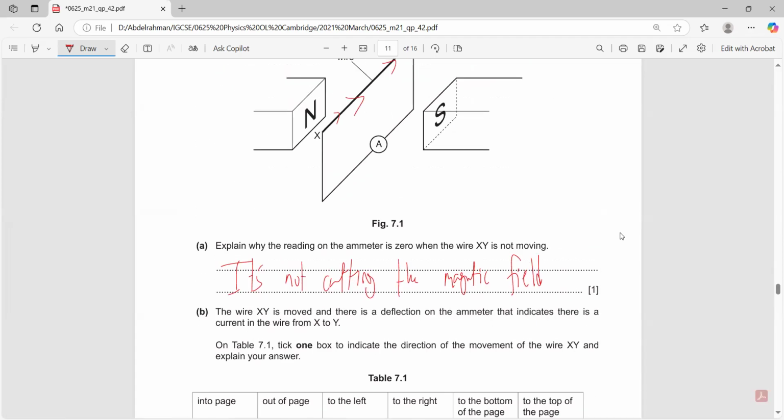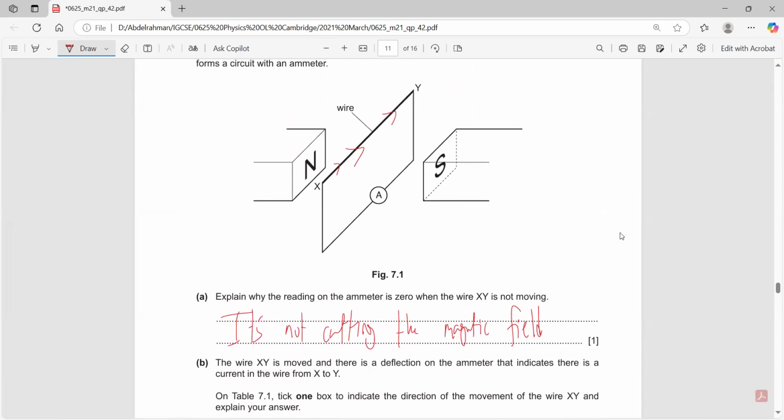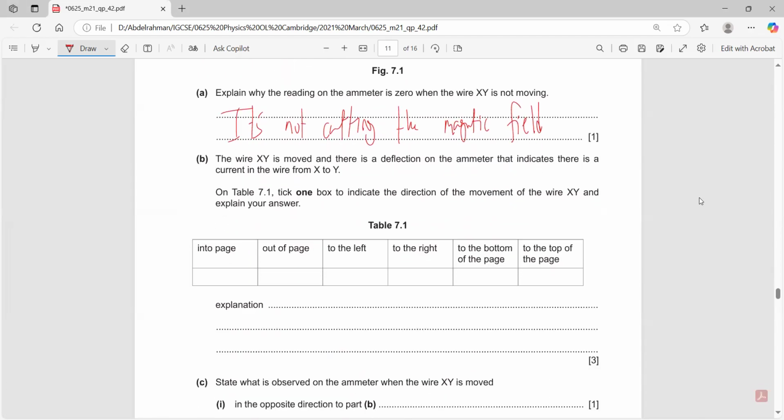The first finger, the index, is pointing from north to south, and then you know that the current is moving from X to Y, kind of into the page. The second finger, the middle finger, is moving into the page. Therefore, the force, the thumb, has to be upwards, to the top of the page. Why? Because they are all at right angles, okay?